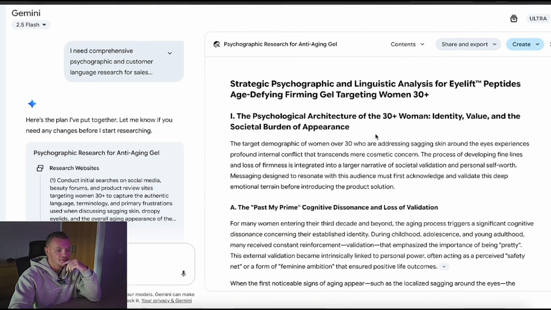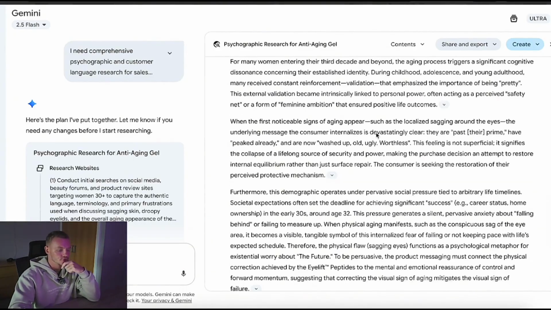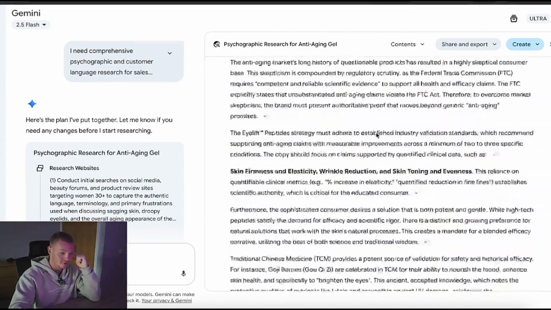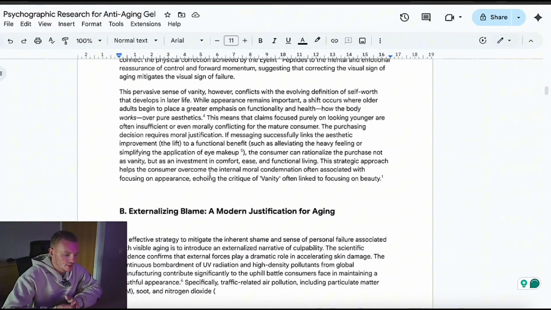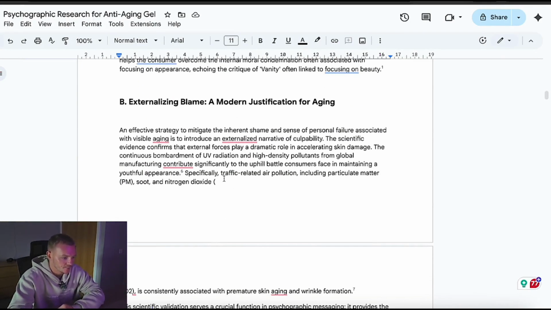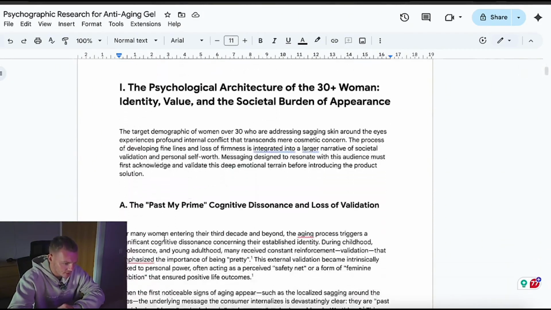Right, so we have actually got this psychographic and customer language research done. As you can see, we've also got a ton of stuff in here, but what I've done is I've put it into a little Google Doc. We're just going to go through some of the stuff that's in here. Now, this is one of those documents that you really want to read through because you want to have an idea of all this stuff when you're coming up with ideas, concepts, and angles. So let's go for A.